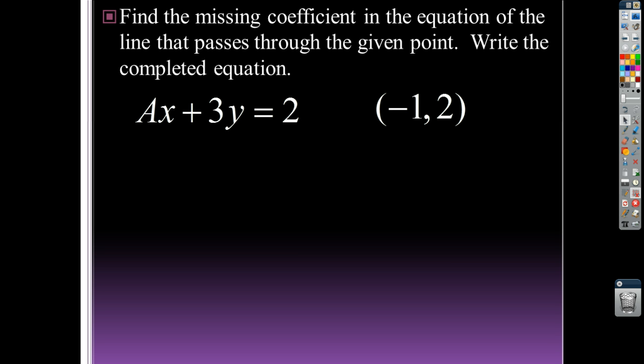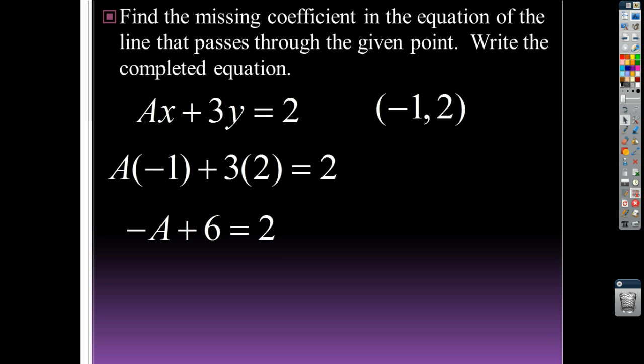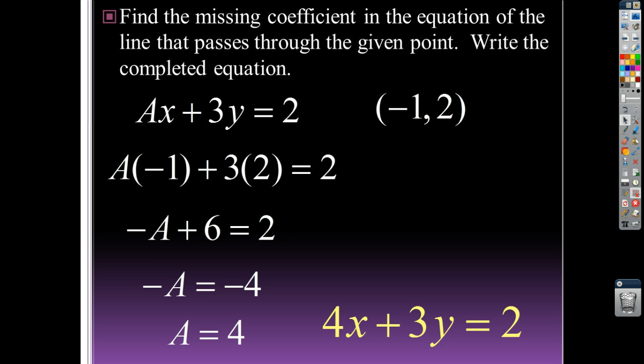Well, if I know the point, which is x, and I know the other point y, then I can just go ahead and substitute in negative 1 and 2, and then go through the steps and solve my equation. So I get negative a plus 6 is equal to 2. I'm going to subtract 6 from both sides. I get negative a is equal to negative 4. So a is equal to 4. Then I need to plug that back in, and I get 4x plus 3y is equal to 2.